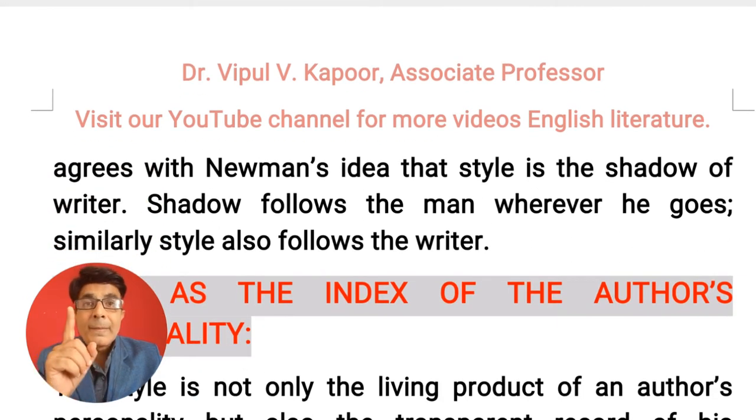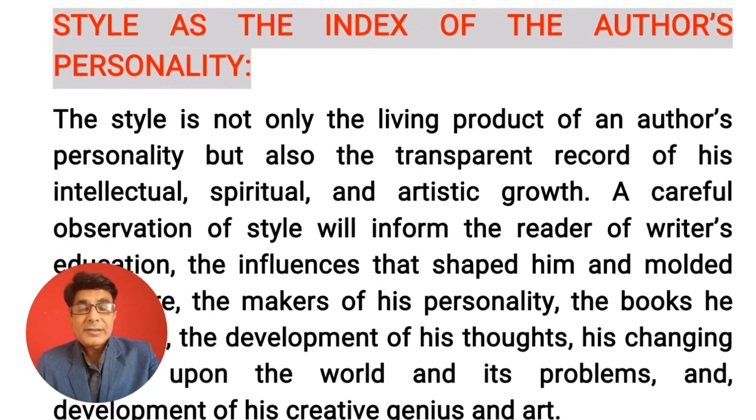In the same manner, Newman, the third critic, also expresses his views on style, and he says that style is the shadow of the writer. Can you imagine yourself standing in the sunlight without your shadow? No, right? You cannot escape from your shadow. In the same manner, the author and his style are both inseparable. That is what Newman also says.